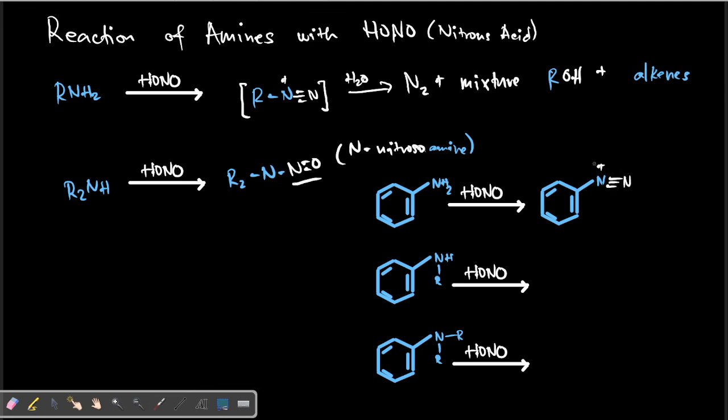This is actually a special cation. This is what we call diazonium cation. And for the secondary amine, ganun lang din ulit, parang yung sa reaction natin dito earlier. So we have here this formation of N-nitrosamine. So ganun lang din yung mangyayari dito sa secondary natin.